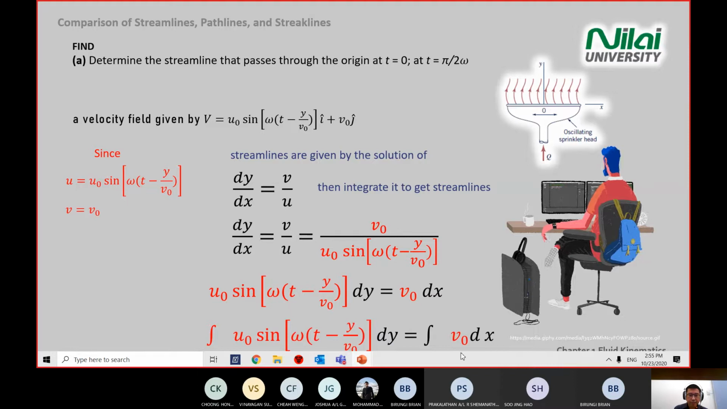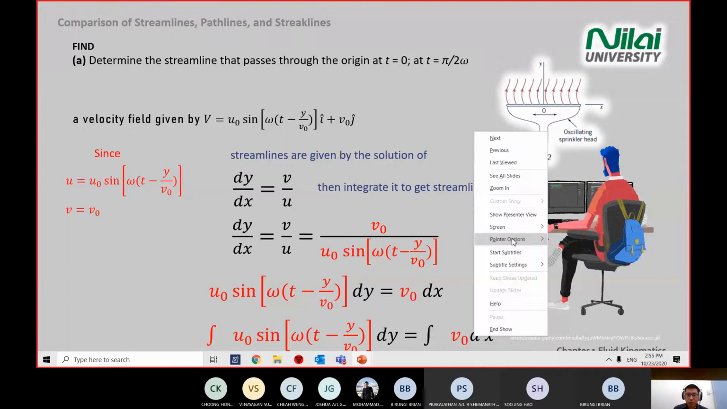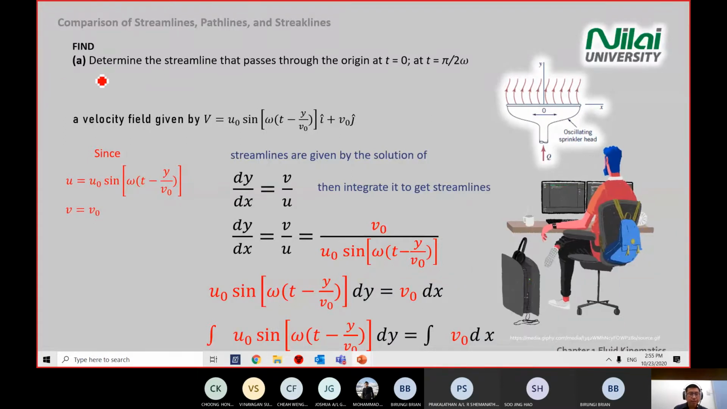So this is the standard step to get a streamline. So in the exam, what marks will be given? I will give you some idea how I mark. For example, in the final exam, what marks will be given?